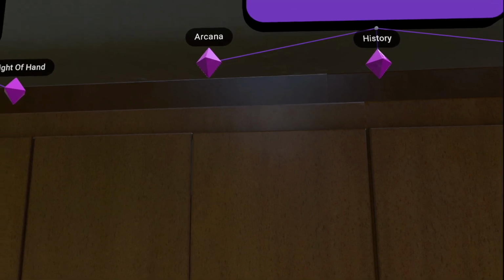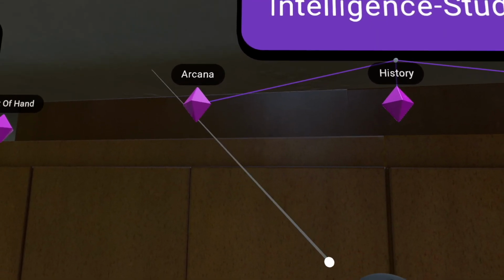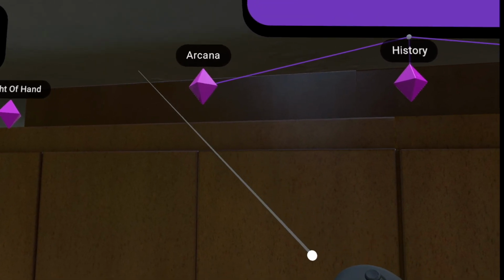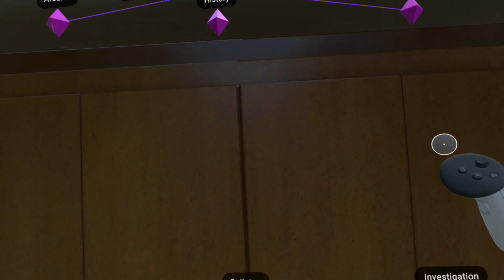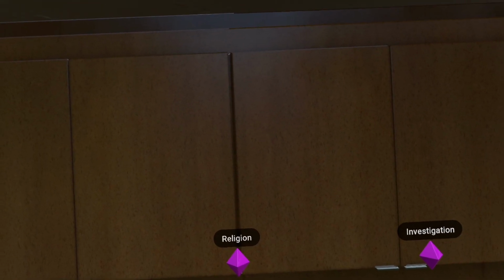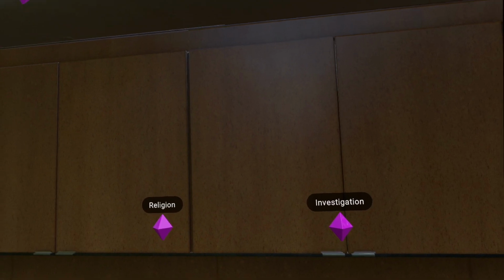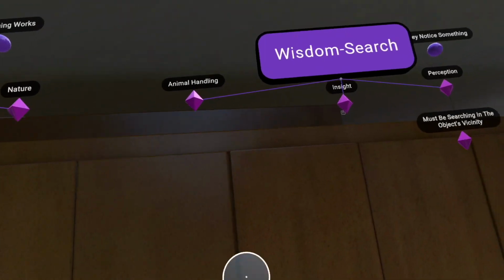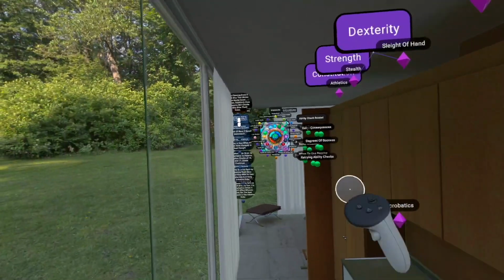Some of these are more obvious than others, but you could differentiate when you might need an arcana check as opposed to a history check, as opposed to a nature check. Some of them can have crossovers and it can get confusing. Things like investigation, perception, stuff like that. So that's quite cool, and I'll flesh that out a bit more.